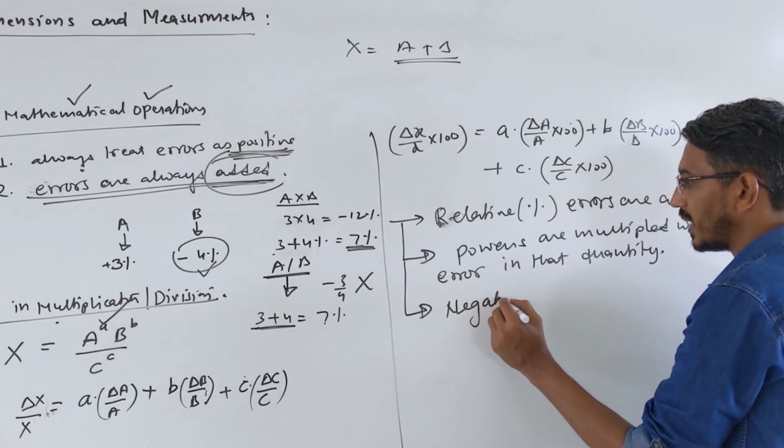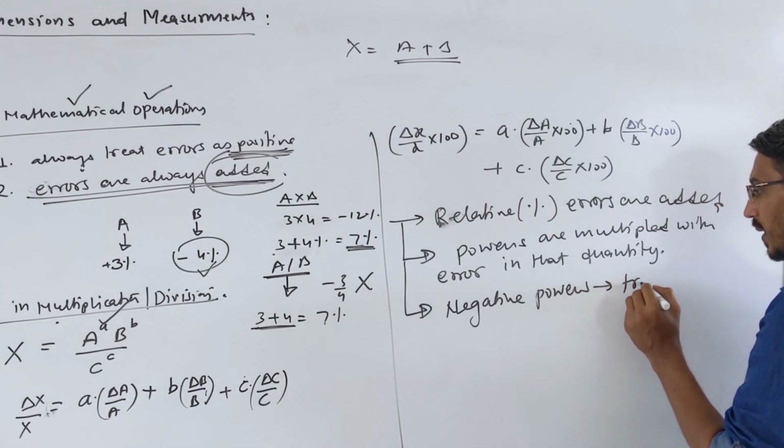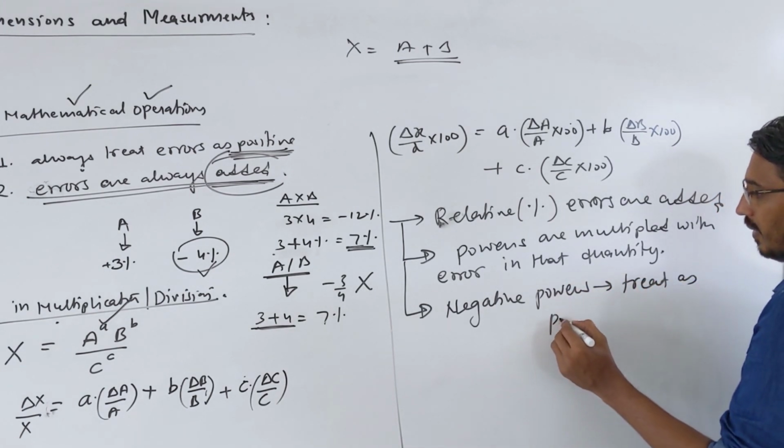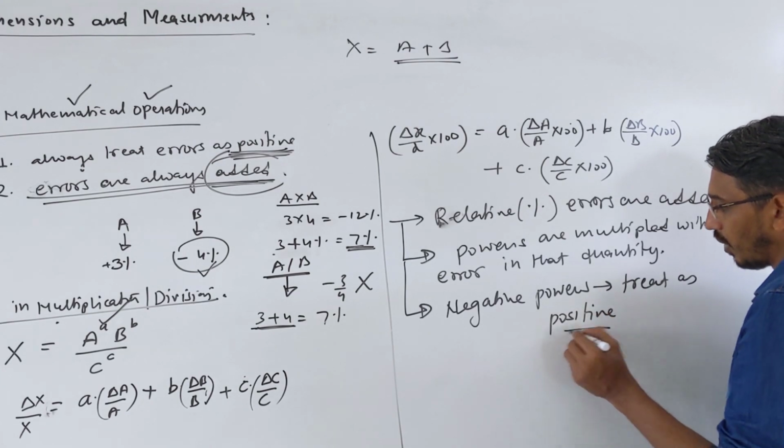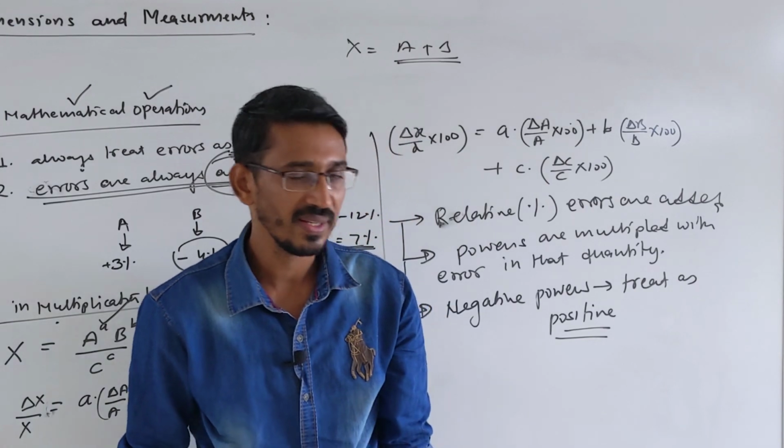Negative power also you have to treat as positive only. Negative power is given, right? Treat as what? Positive. Yes. There is no negative word at all in our errors, right? Everything is what? Positive. We are very positive people, right?